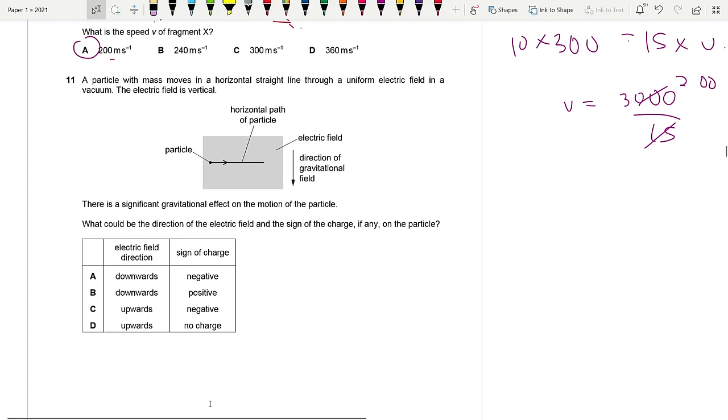Moving on to the second section of the video. Question 11 to 20. A particle with mass moves in a horizontal straight line through a uniform electric field in a vacuum. The electric field is vertical. So we don't have electric fields in our syllabus. There is a significant gravitational effect on the motion of the particle. Okay, so we don't have this actually. This is excluded from the syllabus. You don't need to do this, okay?